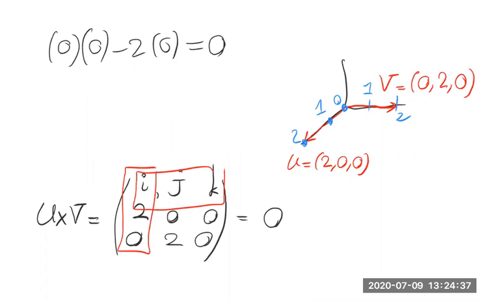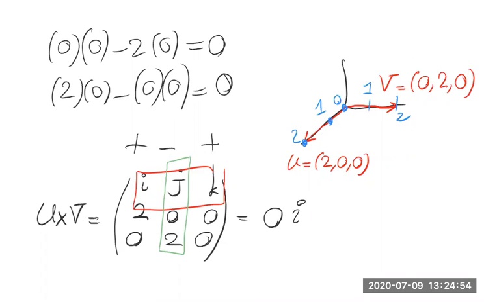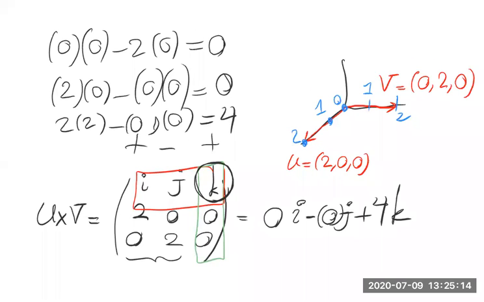Then it would be 0 times I. We look at the second column. The determinant of the remaining part is 2 times 0 minus 0 times 0, which is also 0. So it would be J times 0, with a minus. Then we look at the last column. The determinant of the remaining part is 2 times 2 minus 0 times 0, which is 4. So it would be plus 4 times K.